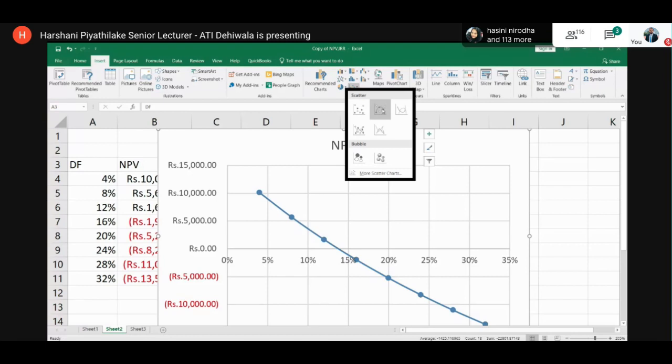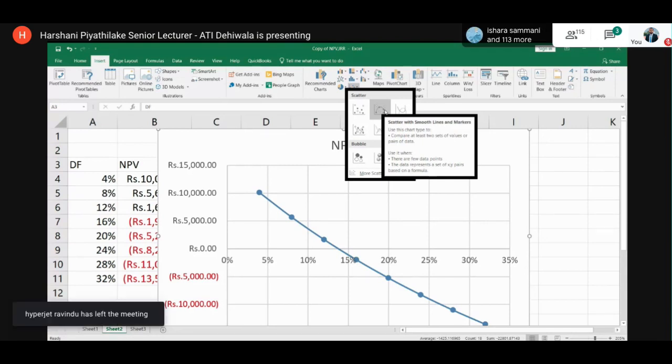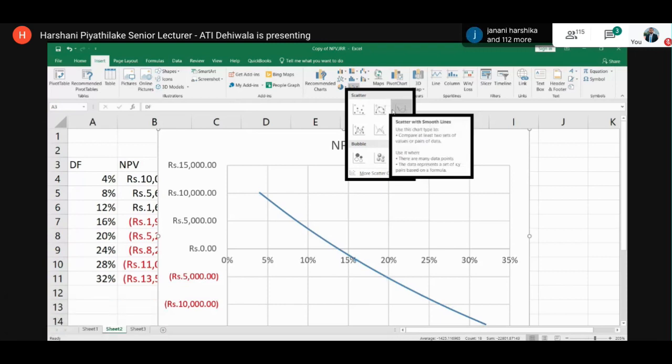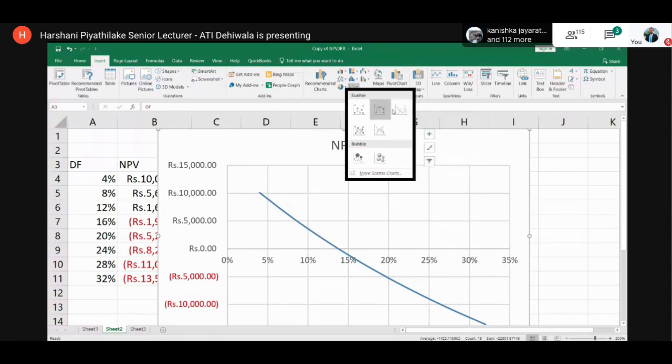There are two. You can understand the difference between these two. When you select this scatter with smooth lines and markers, you can see the markers. You can see the different NPVs for different discounting factors. Right? When you select this one, you can't see the points, the markers, but you can see the same line. Whatever you want, first we will select this one, then you can understand.